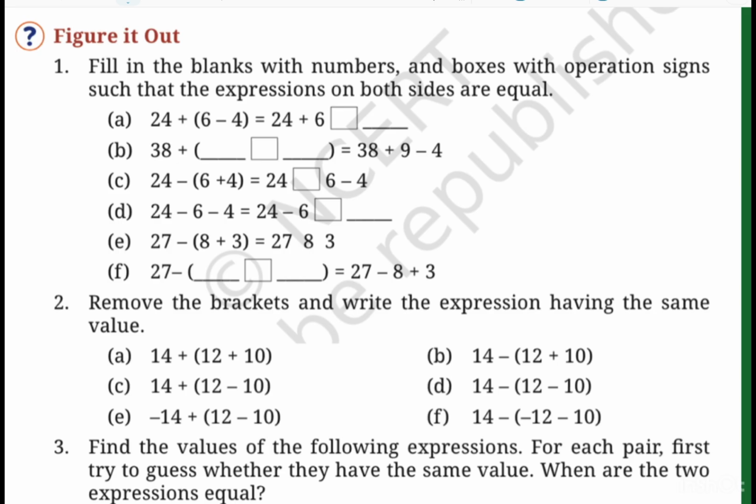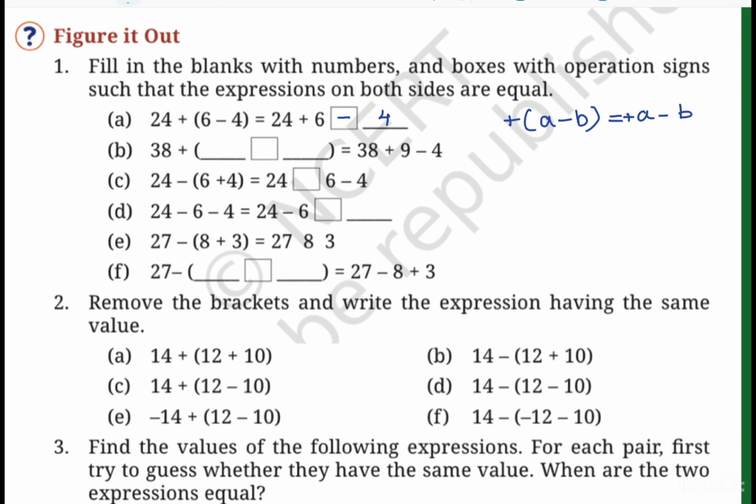Open the bracket. 6 minus 4 is in the form a minus b, and the sign before the bracket is plus, so there is no change in the signs when we open the bracket. So plus a minus b is equal to plus a minus b. So we can say that 24 plus 6, the sign will be minus 4.